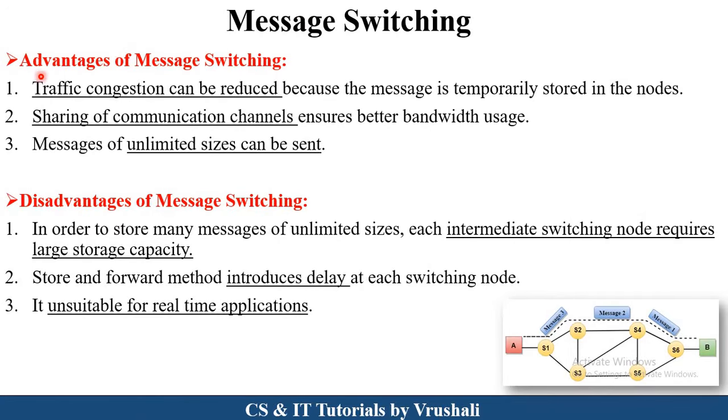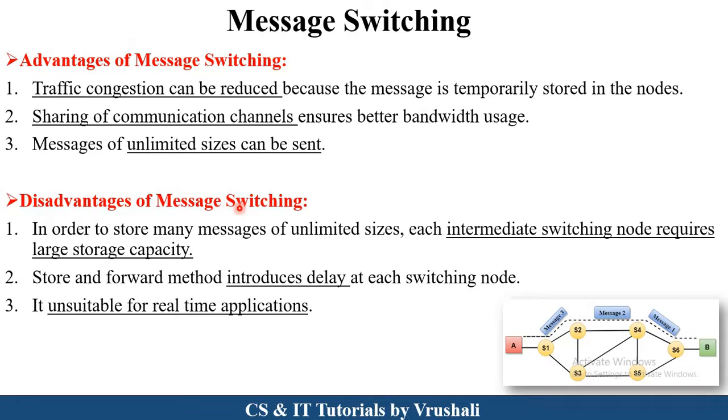Now, the next is advantages of message switching. Due to this type, traffic congestion can be reduced because they temporarily store the information and then forward it to the next node. And they share the communication channel. They get better accuracy and better bandwidth. And messages of unlimited size can be sent in the network.